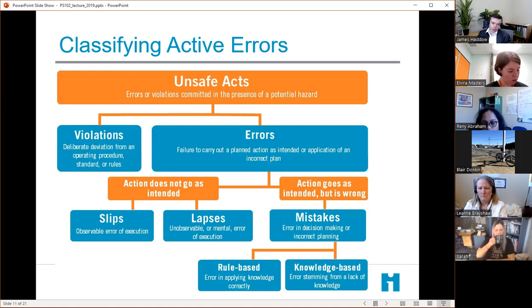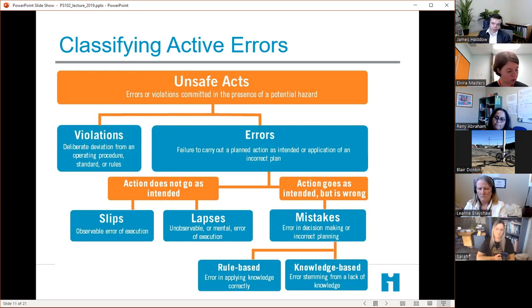So rule-based is that you've got all the correct knowledge to put into your decision making, but you applied the wrong logic to that and came up with the wrong thing. So you had the right information, but you didn't apply it correctly.